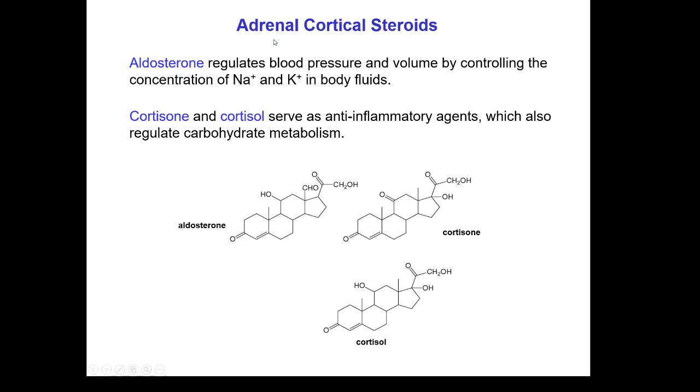So steroids, again, the other ones we said that are natural, besides the sex steroids, are the adrenal cortical steroids. Aldosterone, which regulates blood pressure. How does it do that? It regulates the amount of sodium and potassium in our fluids. Cortisone, anti-inflammatory agent. It also regulates carbohydrate metabolism. Hydrocortisone is the cream when you have a rash or something. Again, it's an anti-inflammatory agent.